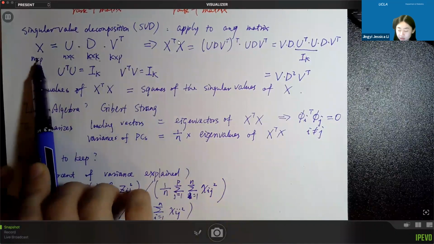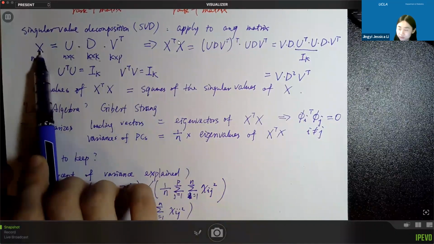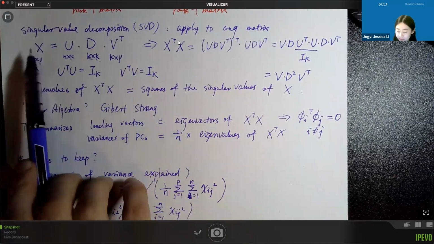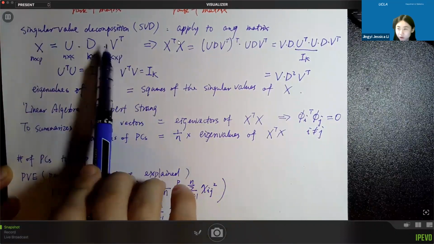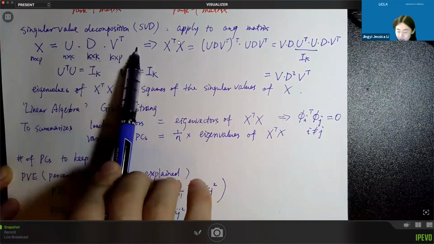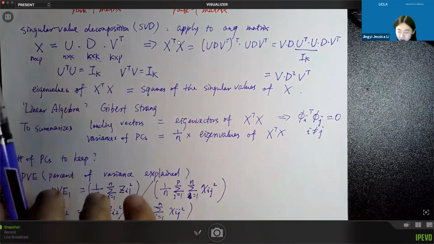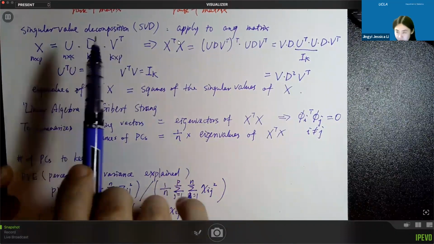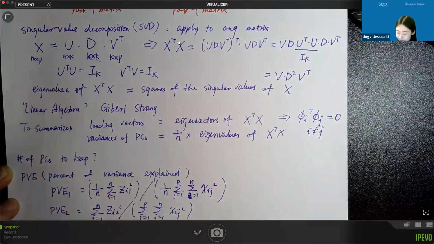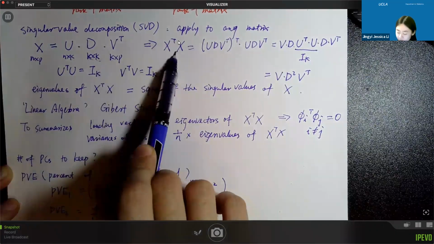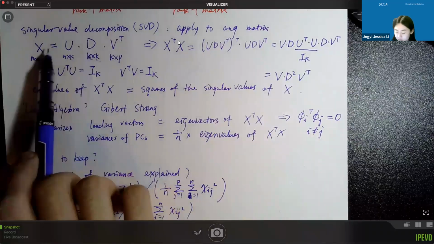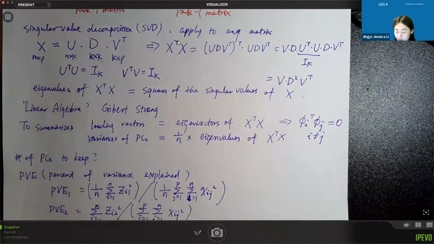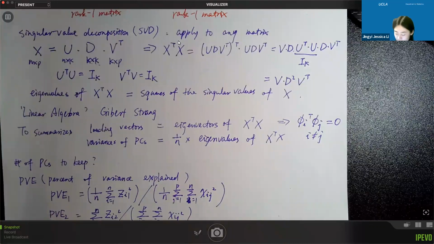So we can do that on the original feature and data matrix. Then in this case, the right singular vectors will be our loading vectors, and our variances, or the eigenvalues of X transpose X, happen to be the squares of the singular values of X. If these are something new to you, you can just put them aside for now.